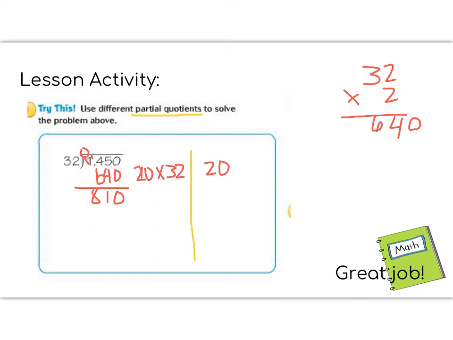810 is bigger than 640, so you can go ahead and do 20 times 32 again and continue the problem. So use 20s instead of 10s, but you should still get the answer that we got above, which was 45, remainder 10. Remember, this is the really nice thing about partial quotients, is that as long as you get to the same answer in the end, you can use as many different types of quotients as you like. So you could use 10s or 20s or 5s or 2s or 1s.